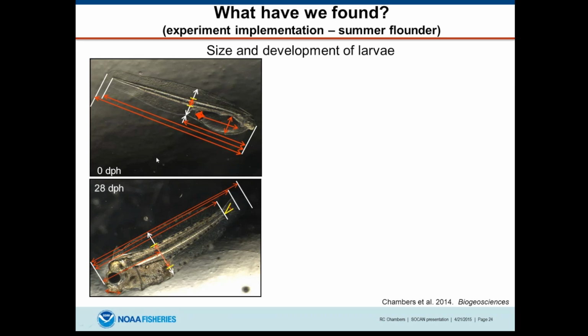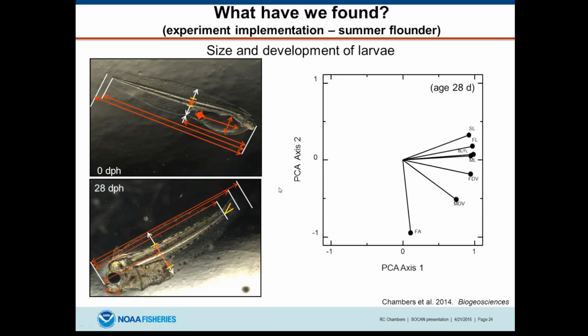And going into this, we know that these 10 to 12 measurements we take on larvae are highly correlated. So what we first do with these data is run them through a principal component analysis. And this is what the result of that analysis was for the summer flounder.